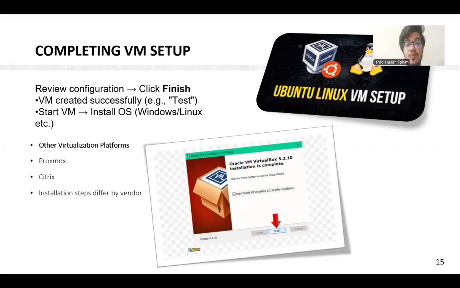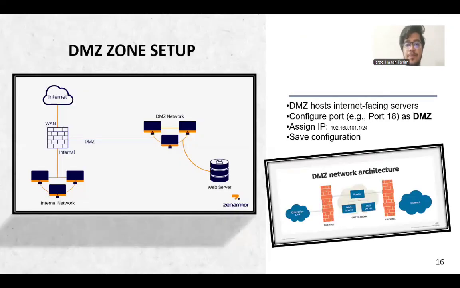Finally, we complete the VM setup by finishing the OS installation and configuring system settings. After this, the VM is ready to use, fully connected to the network, and can start running applications or services as required. This completes the virtual environment setup on ESXi.